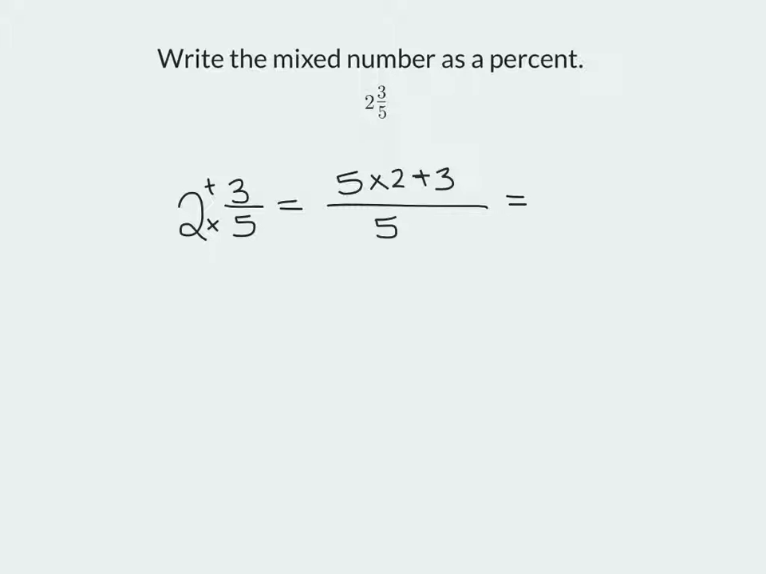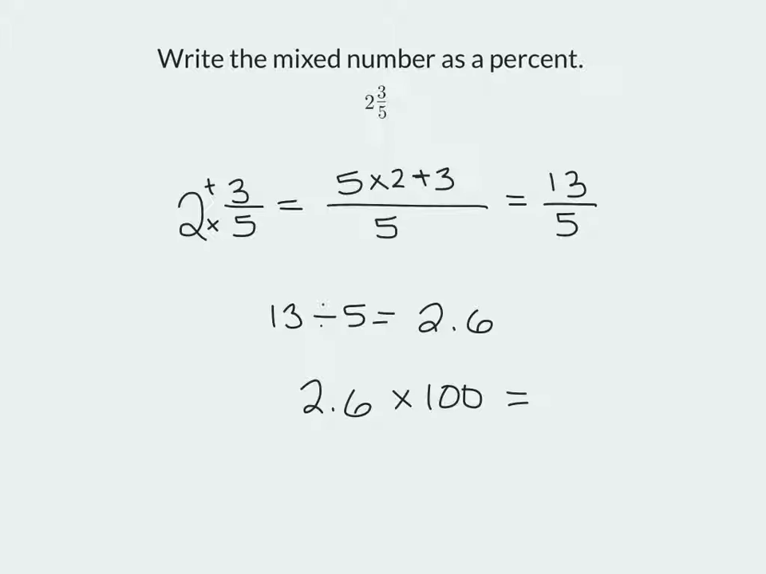So 5 times 2 plus 3 gives me 13. So now I have an improper fraction of 13 over 5. Next, we'll convert this fraction to a decimal. So 13 divided by 5 equals 2.6. Now that we have a decimal, I can multiply by 100 to get a percent. 2.6 times 100 equals 260. So my answer is 260%.